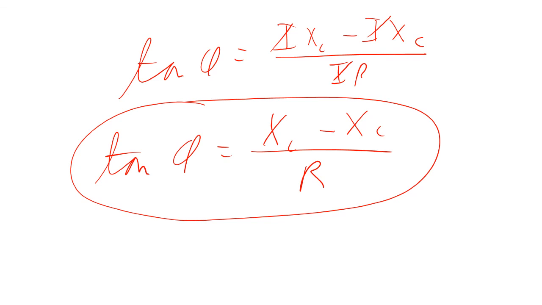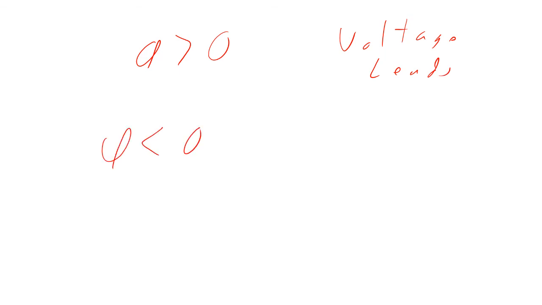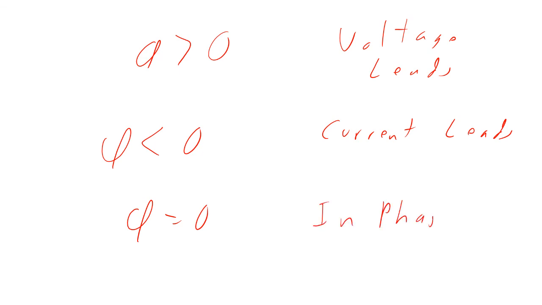So if we have a positive phase angle, that means the voltage leads. Negative phase angle means the current leads. Phase angle of 0 means the current and voltage are in phase. And so again, this is some of the stuff that you had noticed when you were doing lab.